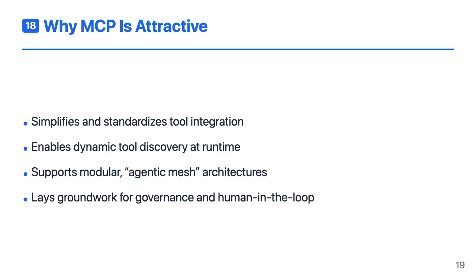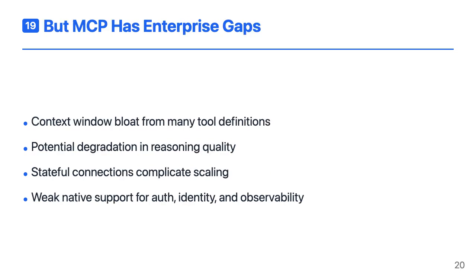And while MCP's built-in security is limited, its structure does provide hooks where organizations can layer on governance, access control, and human approval flows. Despite its promise, MCP isn't enterprise-ready out of the box. One big issue is context window bloat. To let a model choose among tools, you often have to stuff many tool definitions into the prompt, consuming tokens and confusing the model. That can hurt both performance and reasoning quality. MCP support for long-lived, stateful connections can also clash with stateless, horizontally scaled architectures.